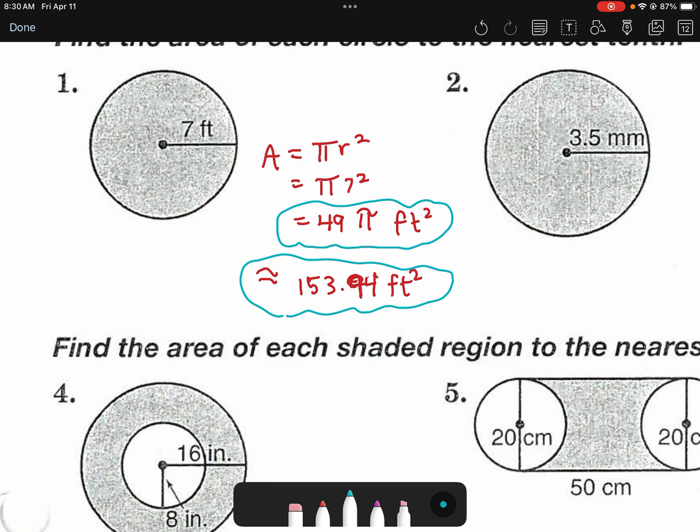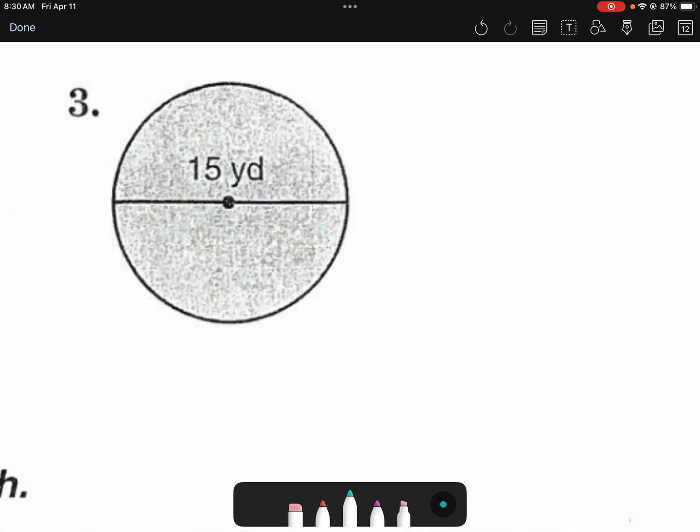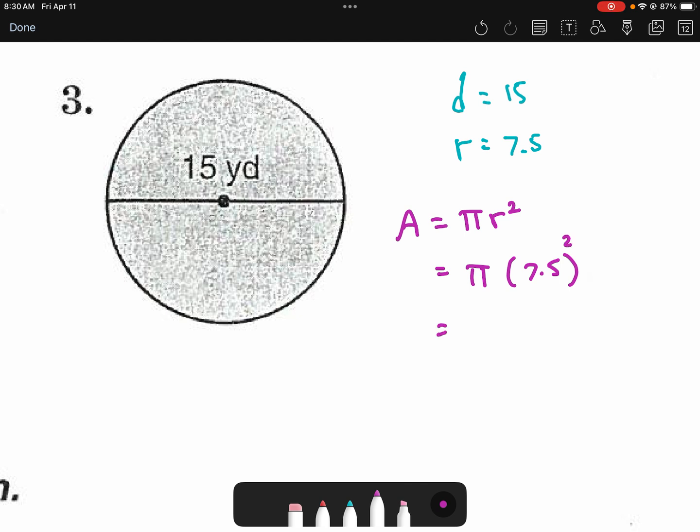The only other difference in a circle problem would be maybe they give you diameter. So if your diameter is 15, just make that simple change to a radius. But notice how I'm writing down my formula. I'm plugging in my radius. I don't know what 7.5 squared is, but I'm going to figure it out. It's 56.25.